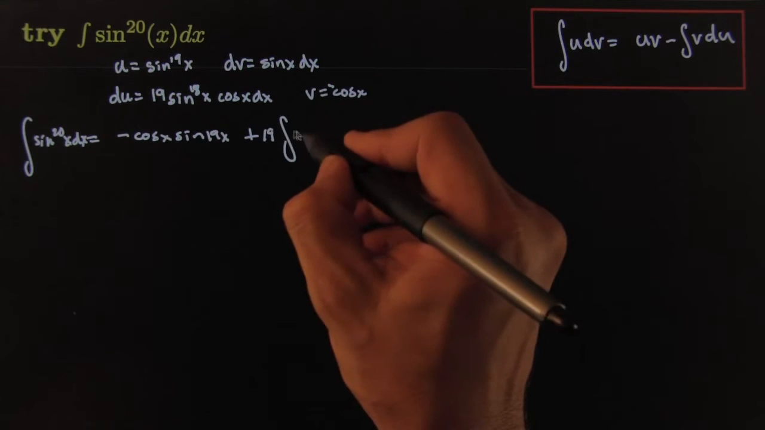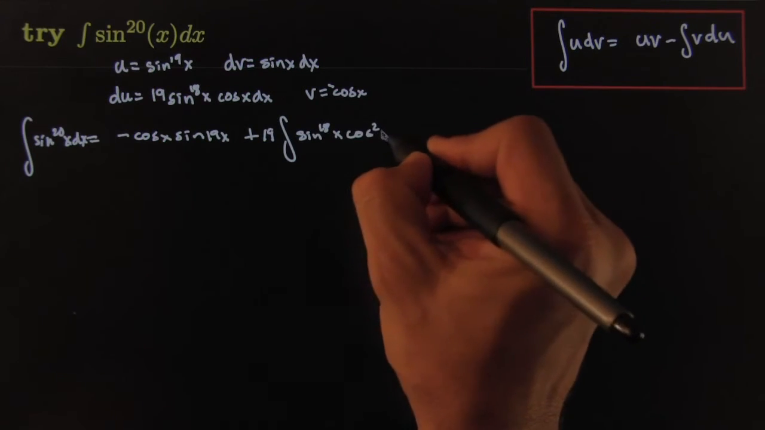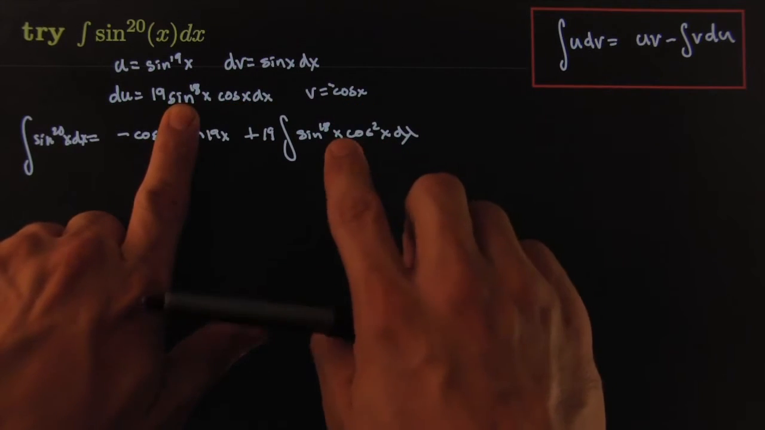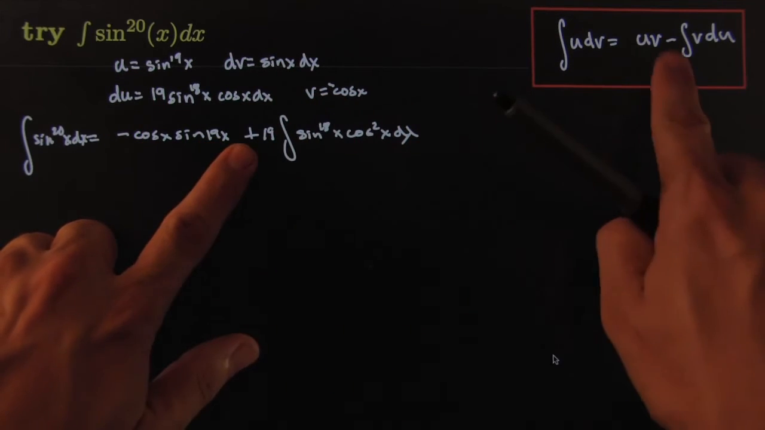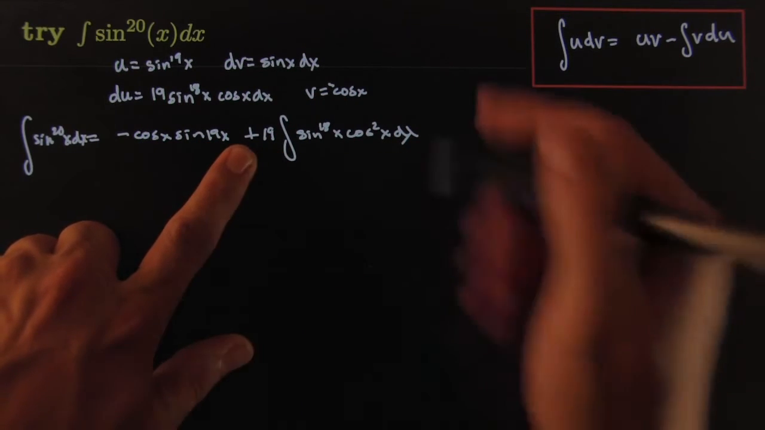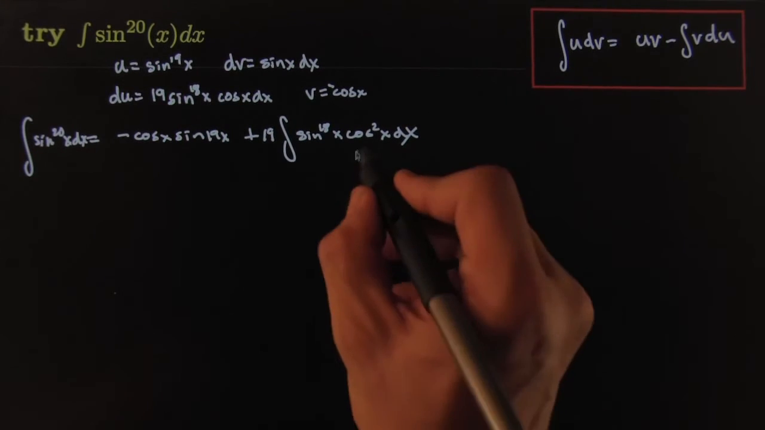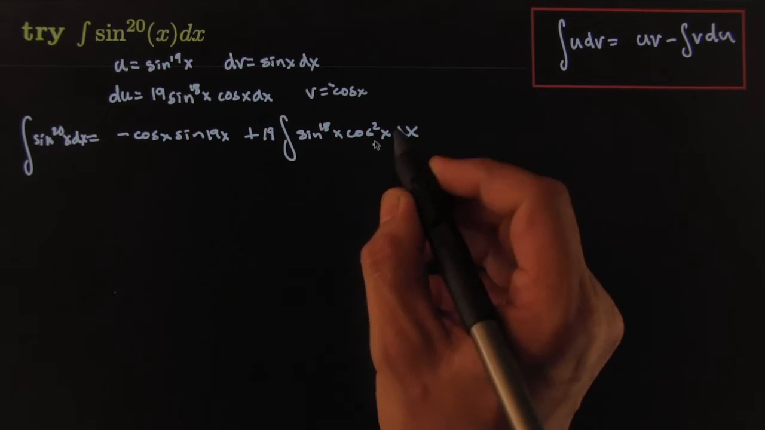19. I've got 18 sines and a cosine squared dx. That cosine gives me a cosine squared. 18 of them, the 19 came out. That had a minus, and it's minus from that minus, so it'd be plus. That looks to be about right. And you say, whoa, now what? Famous identity here. Cosine squared can be exchanged for sine squared.